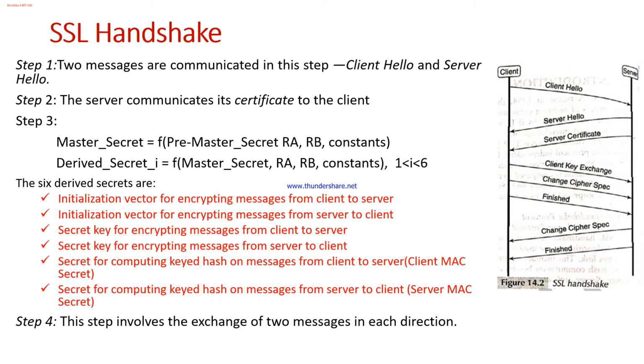So next is step 2. In step 2, the server will communicate its certificate to the client. On receiving this certificate, the client checks the owner's name, URL and validity period, and it also verifies the signature of the certificate authority on the certificate. On successful verification of all these fields, that will guarantee the authenticity of the sender, that is the server certificate.